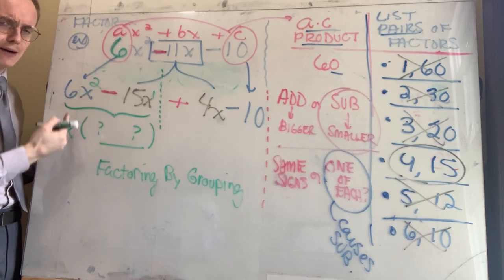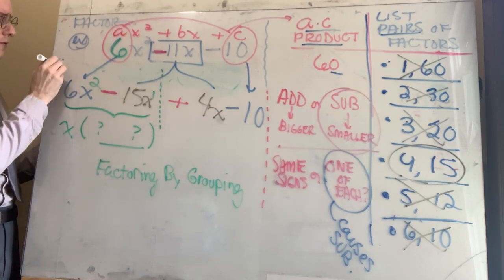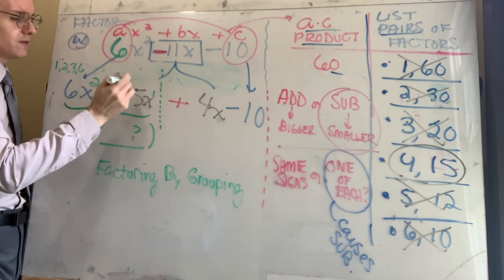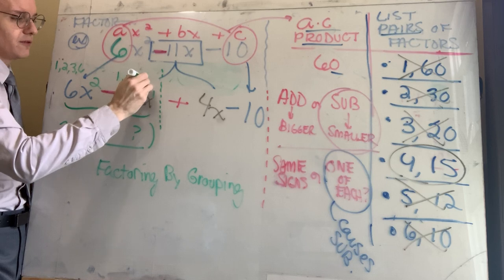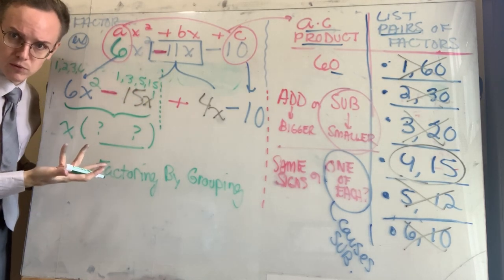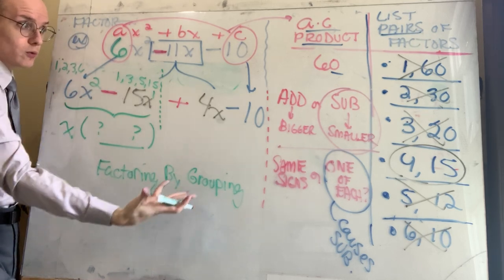And they also have a common factor that is a number. If you listed factors of 6, it would be 1, 2, 3, and 6. If you listed factors of 15, it would be 1, 3, 5, and 15. Again, it is imperative that a person knows their multiplication tables by heart in order to go through this.